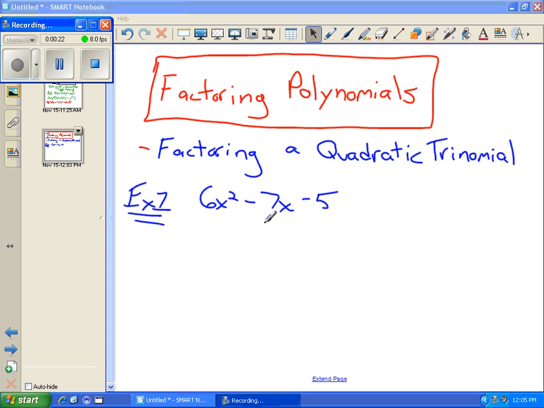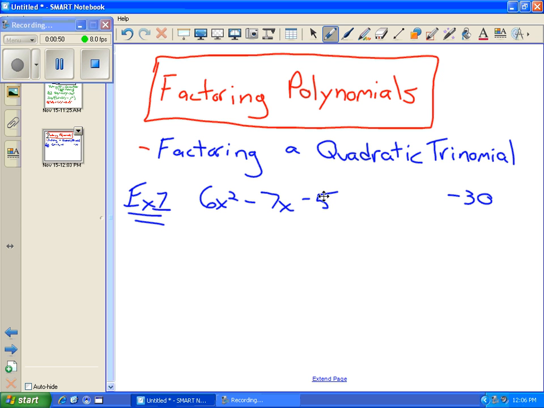What we're going to do is split up this middle term, this negative 7x. We want to break that up into two terms. The first and the last term are going to stay what they are. The trick here is I don't want to break these up into just any two numbers that combine to be negative 7x. I want to make sure that I pick the correct numbers. The trick in doing that is you take your first coefficient and your last number here, and you multiply those two together. When I do that, I get negative 30.